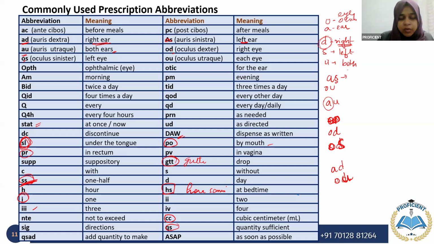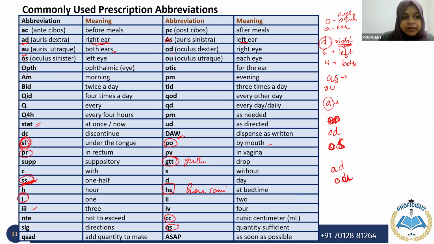Both. Right. O is oculus. Oculus means eye. OD, right eye. OS, O again, S for left. OU, O again, U for both. Right? Both. Okay, very important in this area. Then ophthalmic for eye, and you use otic for ear.